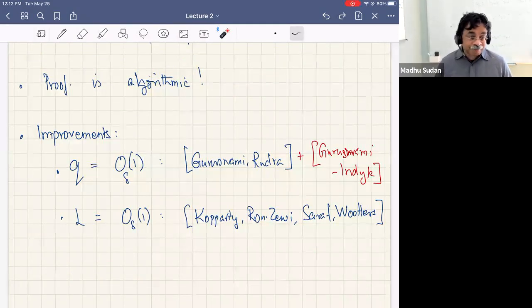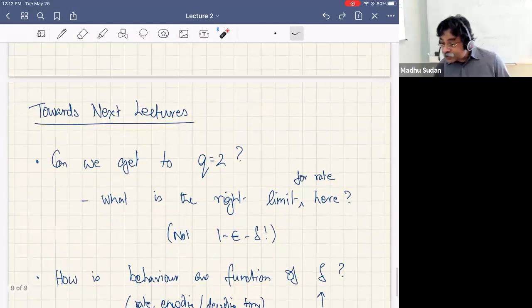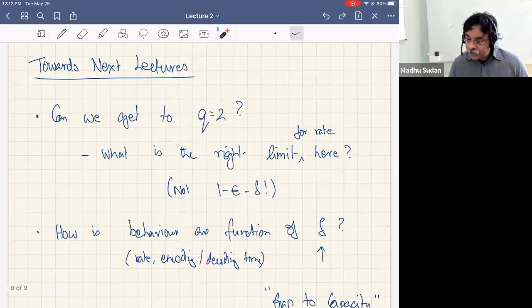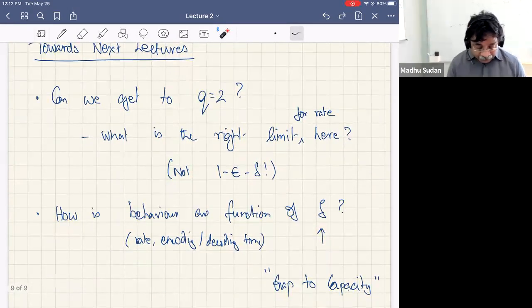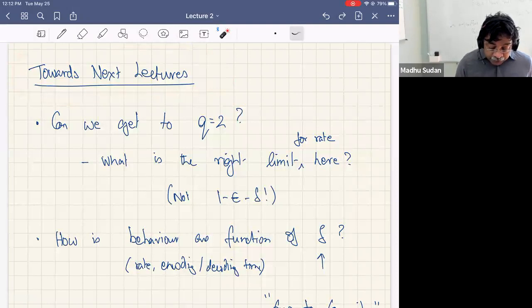So now comes towards the next lectures. I might get started on the next lecture today, but let me ask what were the questions that I thought the next lecture would be asking. So, can we go down to the binary alphabet?